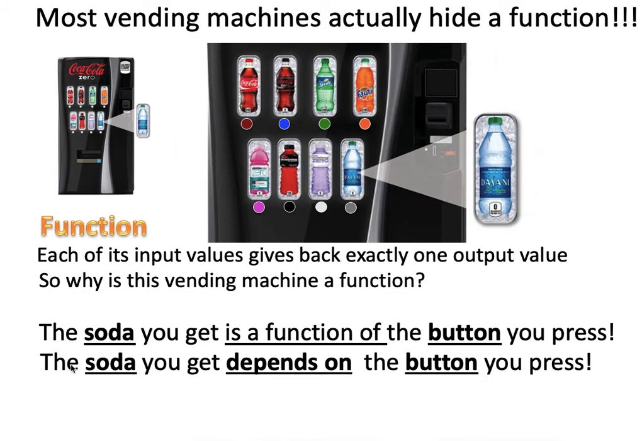So let's read the second sentence. We're going to sub out "is a function of" with "depends on." Let's see if it makes sense. The soda you get depends on the button you press. Does that make more sense? And the answer is yes. Obviously, the soda you get depends on the button you press. But that also means the soda is a function of the button. And that's confusing. So you'll see me switch out "is a function of" and "depends on" to make it make more sense. Okay?